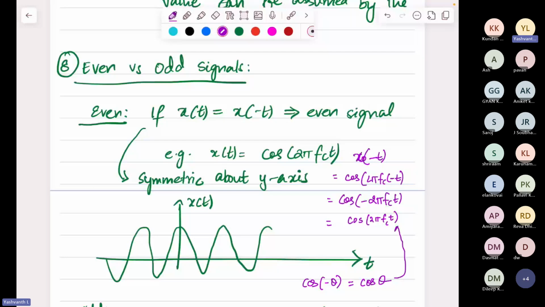So we started with x of minus t, and then we showed that it is equal to x of t. So that means this signal, cos 2 pi fct, is an even signal. That's because it satisfies the property x of t is equal to x of minus t. Okay.